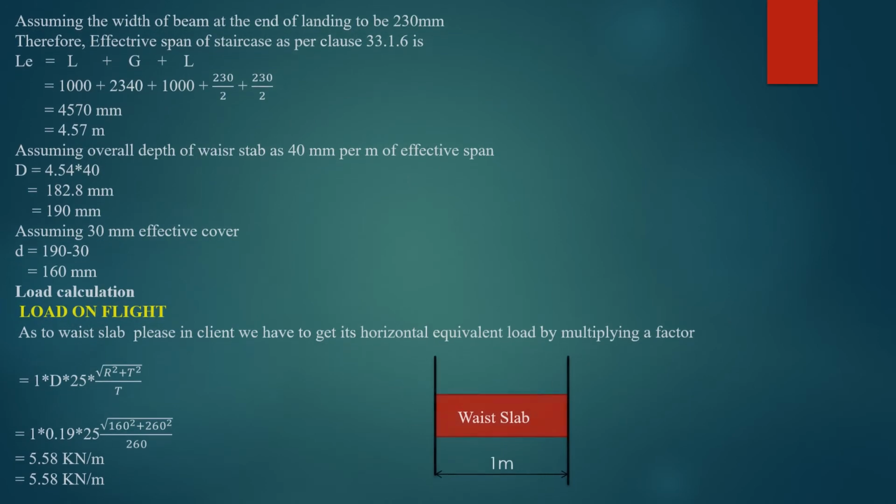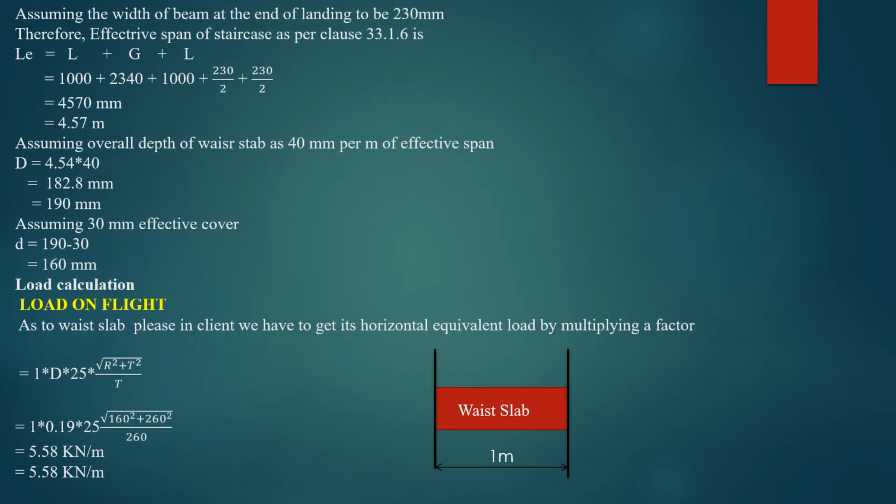Assuming the width of a beam at the end of a landing to be 230 mm, as we already saw previously that the width of a beam is given as 230 mm. Let us see what is going to be the effective span of a staircase as per clause 33.1.6. So L equal to L plus G plus L, where L is the width of a landing present at the top and the bottom side of a staircase, and G is the going. So here 230 by 2 plus 230 by 2 is given as it is the center to center distance of a beam at the top and the bottom side of a staircase.